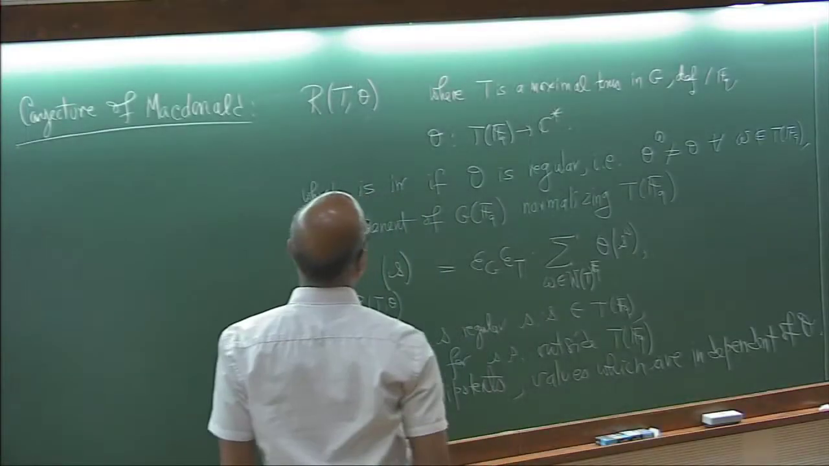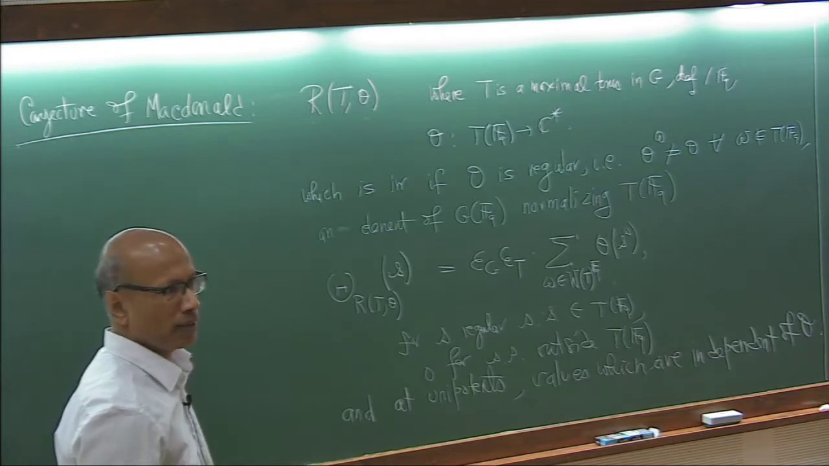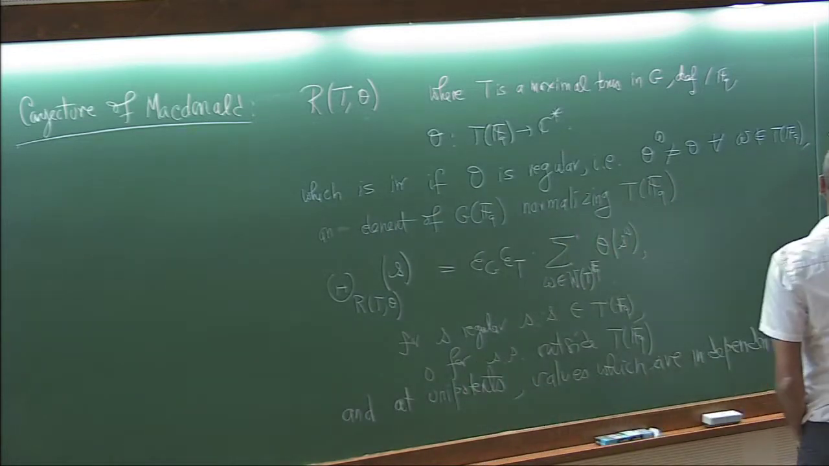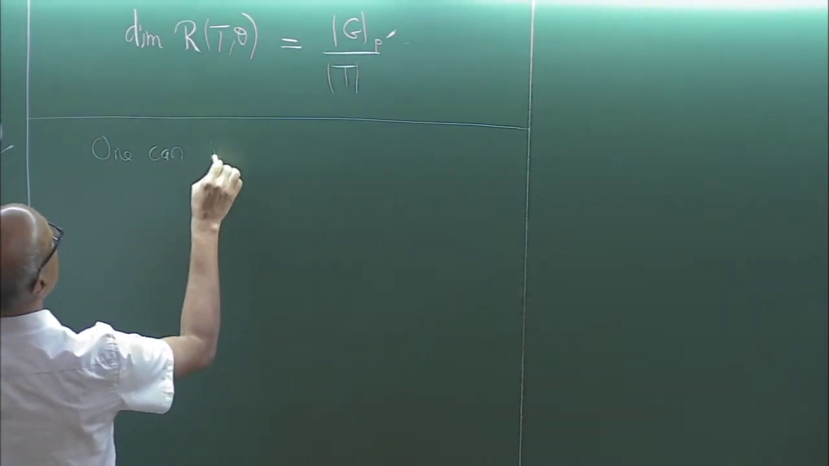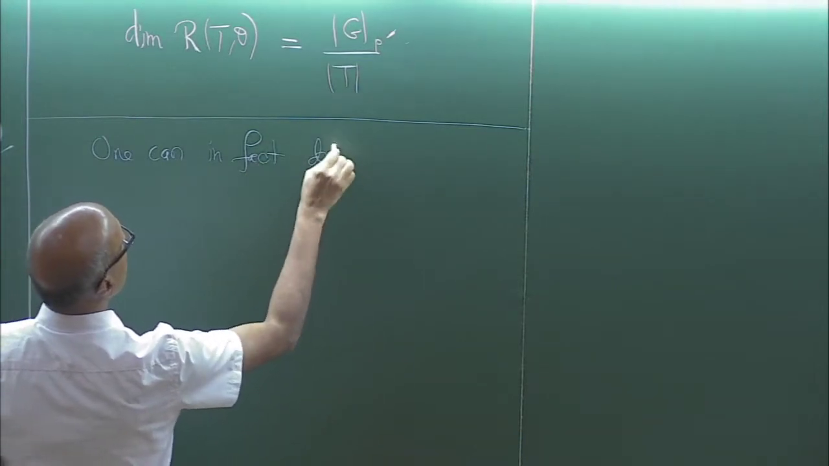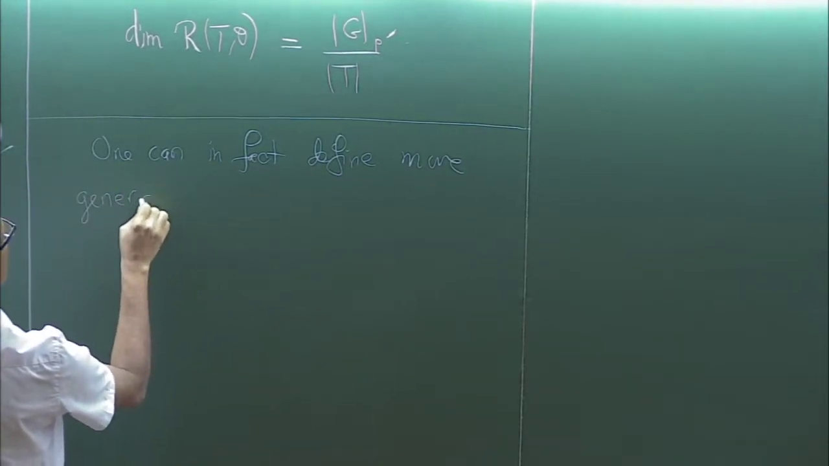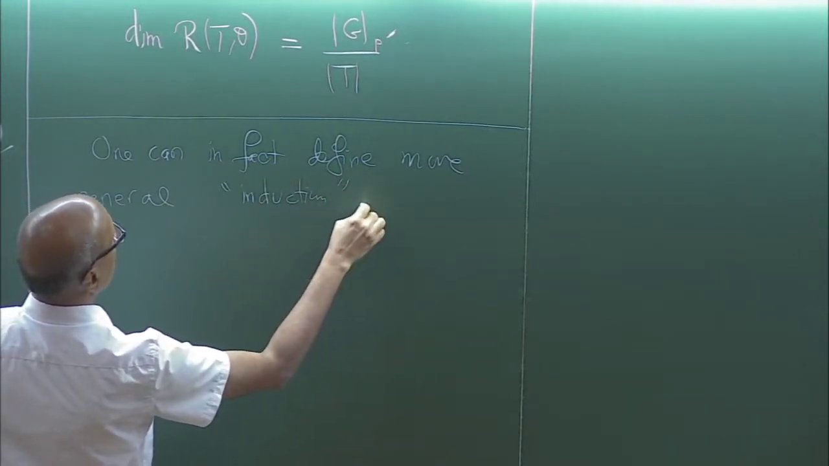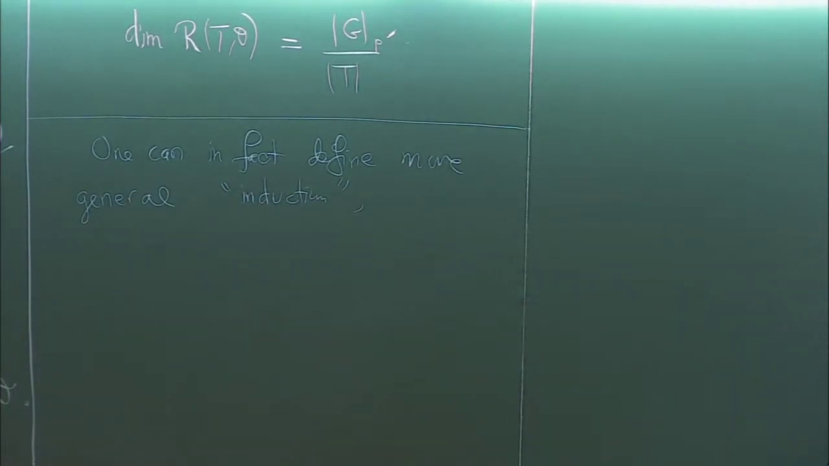So this is the conjecture of Macdonald, and this is what the linguistic theory tries to prove. But I should say that one can, in fact, define more general inductions. So this induction which is there, R_T^θ, so we talked about parabolic induction, and these ones are called the linguistic induction.